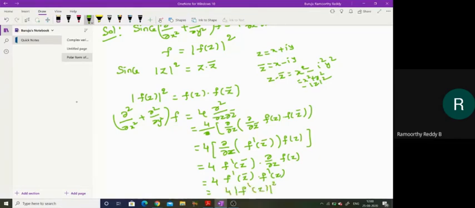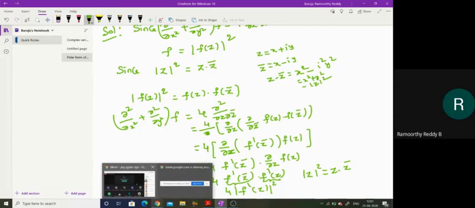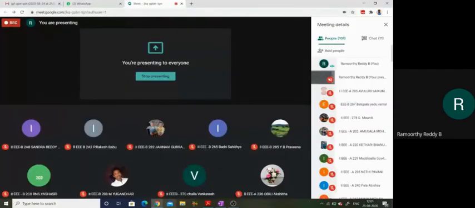Because modulus of z square equal to z into its conjugate, so it is f dash of z into its conjugate. Therefore you write 4 into modulus of f dash of z whole square, right? Okay, right.